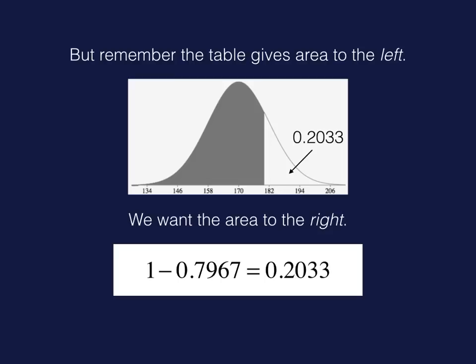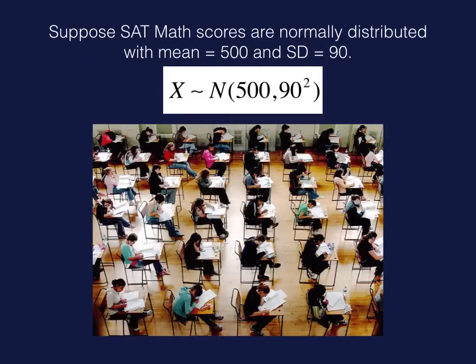Okay, another example. So we have SAT scores, and these, again, are also in real life normally distributed with a mean of 500 and an SD of 90.